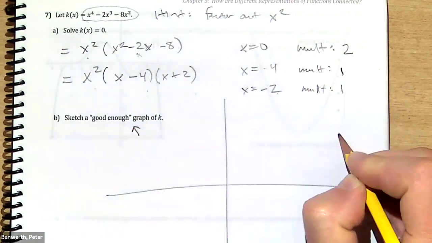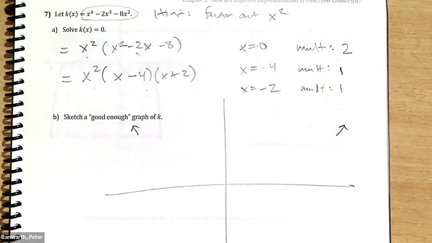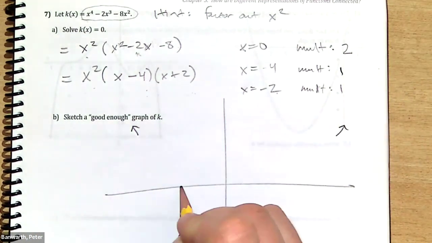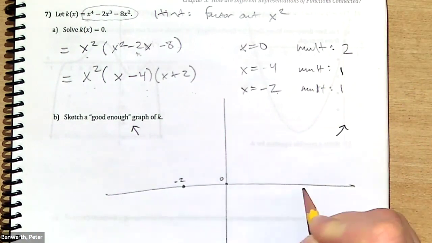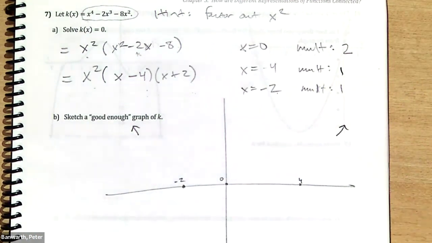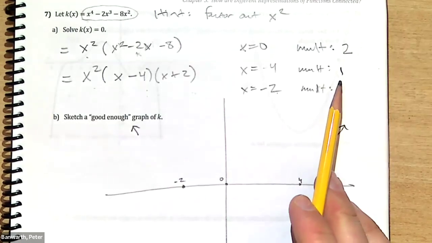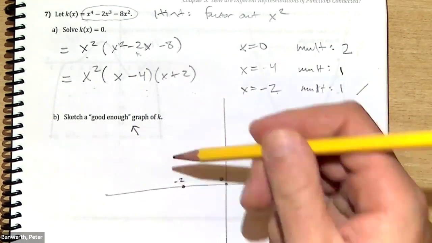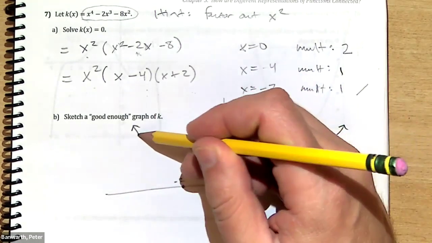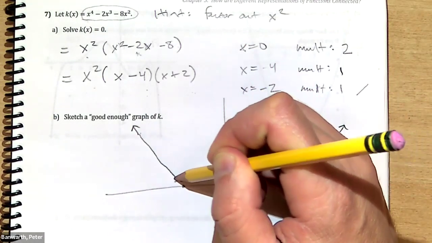So I'll start by just putting those up arrows toward the ends. And then I'll put my x-intercepts down. I've got one here at -2. I got one here at 0. And I got one here at 4. And then I just connect the dots. If it's a multiplicity 1, it should just cut straight through. But I'm up here on the left side, so it must cut down beneath.